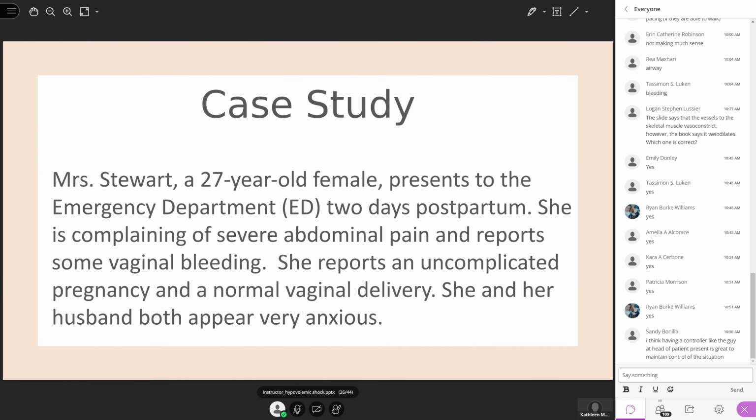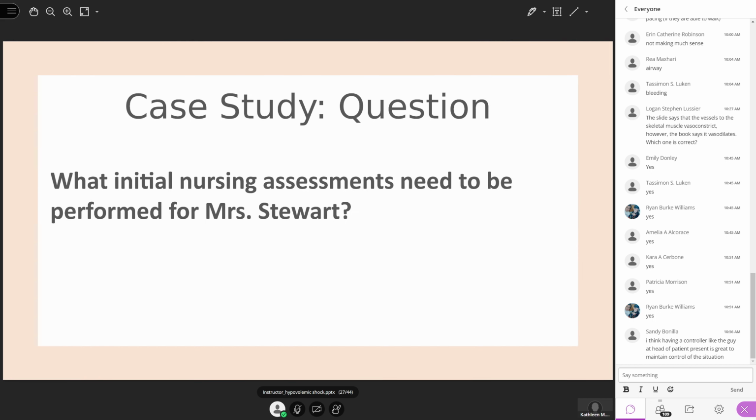Okay, so case study. I will read this, even though I know you can read this. So Mrs. Stewart is a 27-year-old female, presents to the emergency room 2 days postpartum. She's complaining of severe abdominal pain and reports some vaginal bleeding. She reports an uncomplicated pregnancy and a normal vaginal delivery. She and her husband both appear anxious. So based on that presentation, what initial nursing assessments need to be performed?